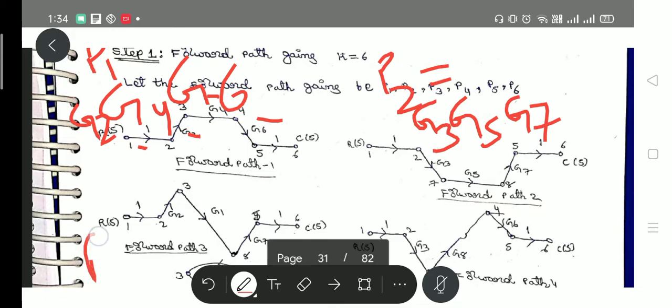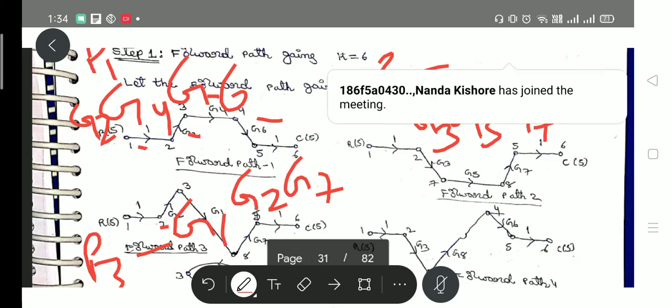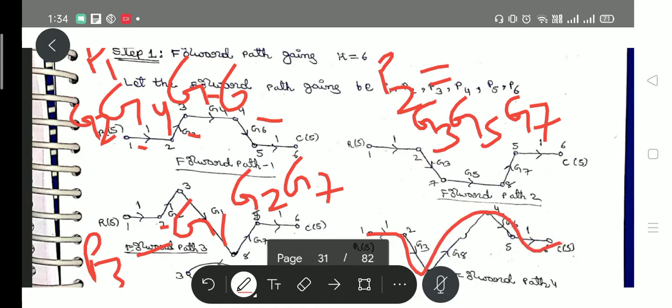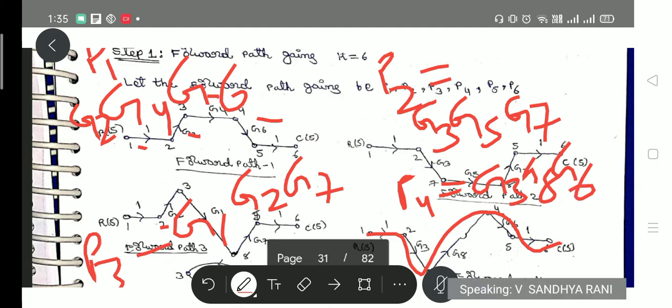Next P3. P3 is equal to this forward path gain. What is that? G2, G1, G7 are there. So I am taking G1, G2, G7. This is the third forward path gain. Next, fourth forward path gain. Here G3, G8, G6 are there in this forward path. So what is the forward path gain P4? G3, G8, G6. This is the fourth forward path gain.